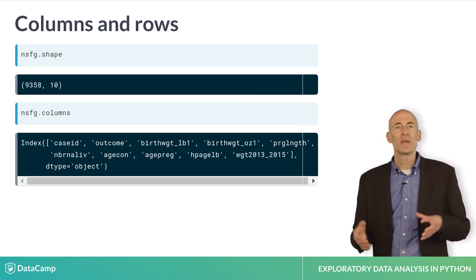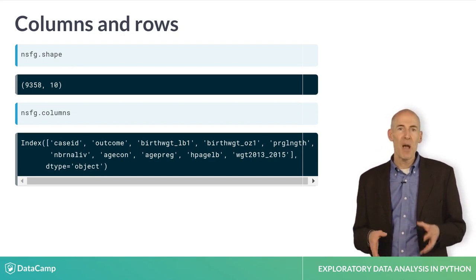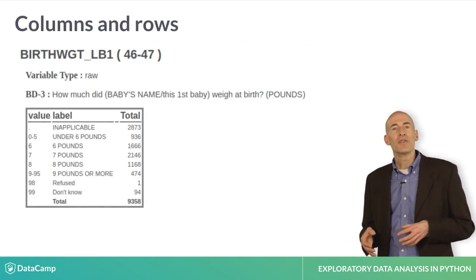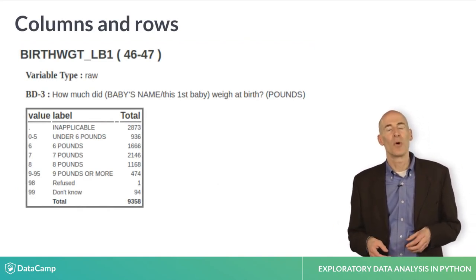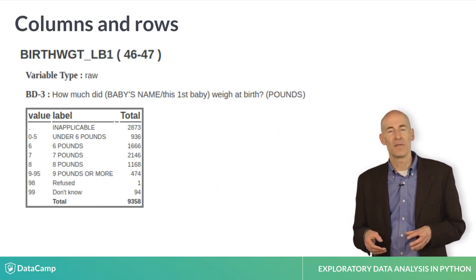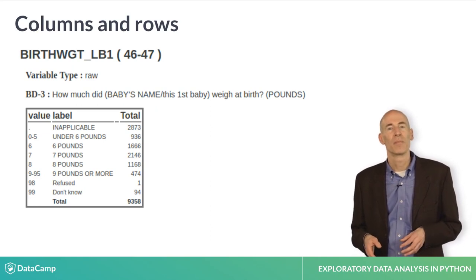Based on the names, you might be able to guess what some of the variables are, but in general, you have to read the documentation. This figure shows an entry from the codebook for birth weight LB1, which is the weight in pounds of the first baby from this pregnancy for cases of live birth.